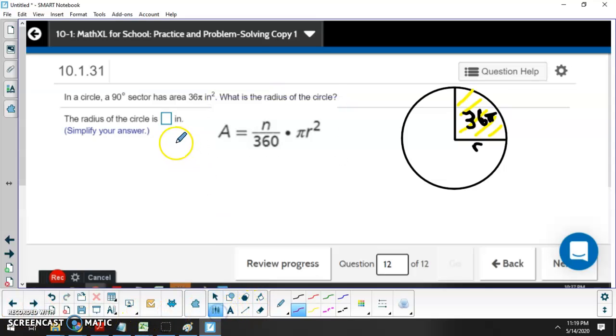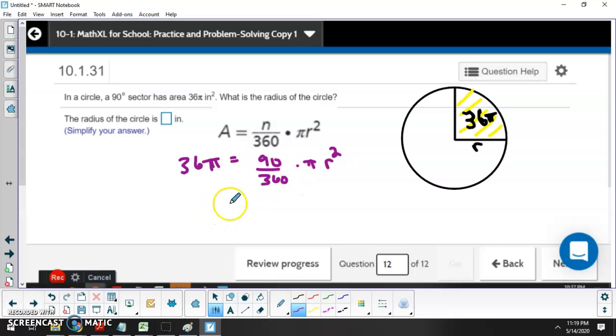What do we know? We know the area is 36 pi. Okay, so we're going to replace the A with 36 pi. We also know that the n is 90. So we have 90 over 360. All that's given to you in the problem. Okay, we have pi here. We want to figure out the radius. Okay, so that's r squared.